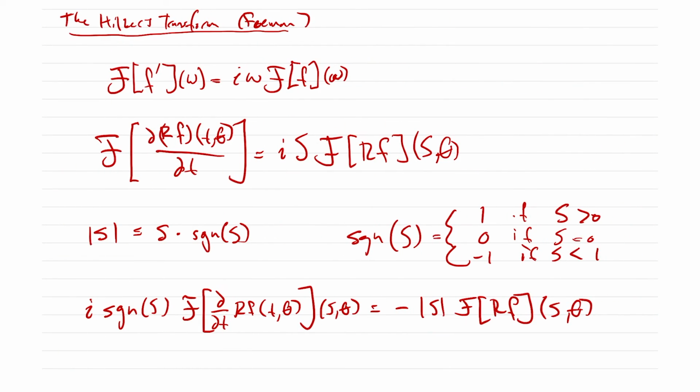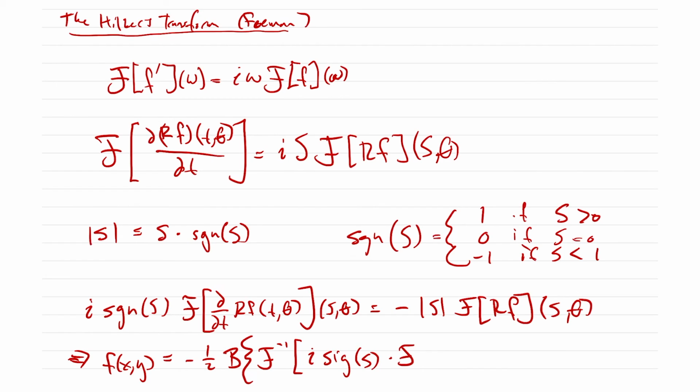So that means that we have f of xy is equal to negative 1/2 of the back projection applied to the inverse Fourier transform of a single variable of I times signum of s times the Fourier transform of the partial derivative with respect to t of the Radon transform of f at t comma theta, and this is by s comma theta, and then all of this evaluated at xy.